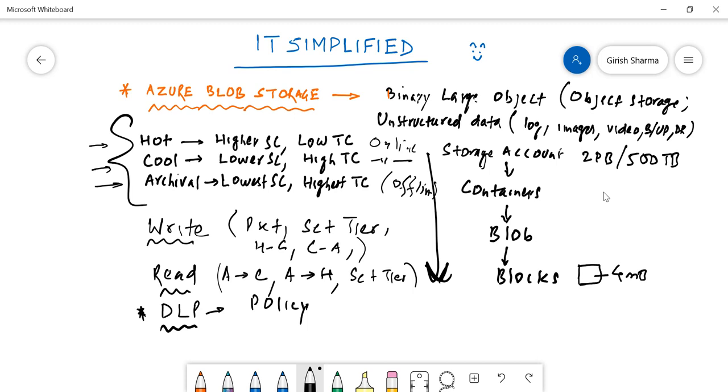So this is what blob storage is in a nutshell. It is for storing your unstructured data. It's an object storage offered by Microsoft Azure, and it has different tier levels: hot, cool, and archival. Depending upon what business needs or what business problem you're trying to solve, you can use one over the other. And there are different read and write operations. The cost will depend upon that, and the hierarchy is your storage account, container, blobs, and you have blocks in that.